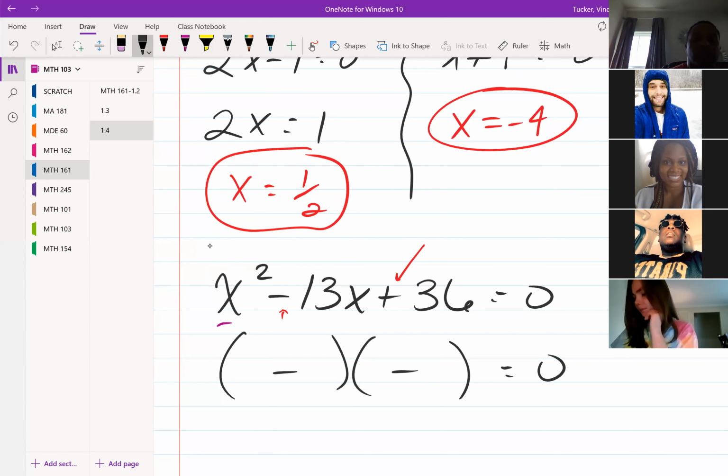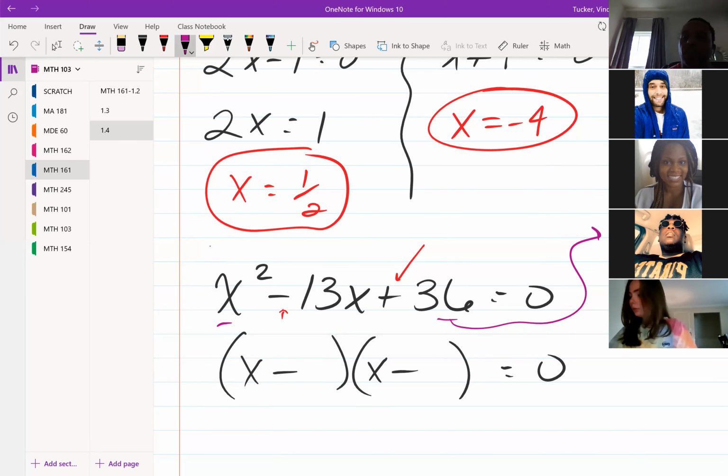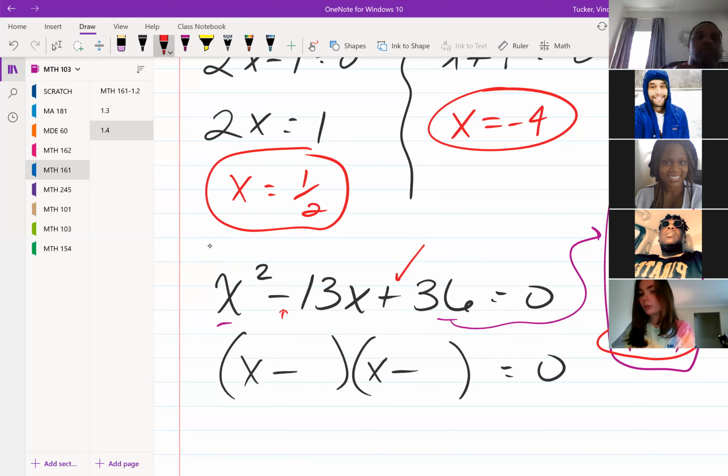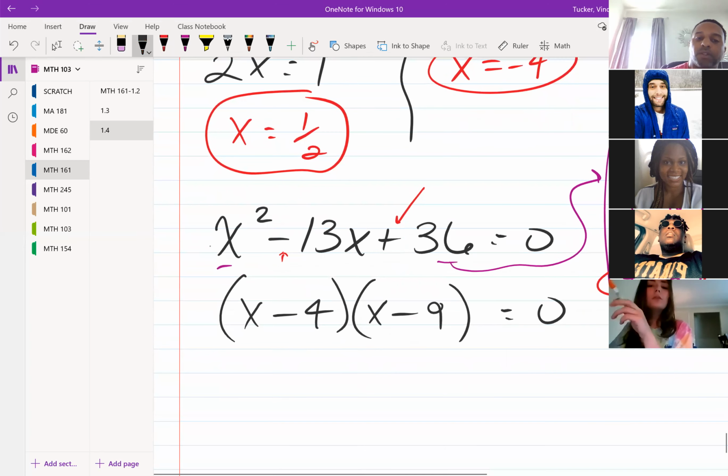Factors of x squared: x times x. Now for 36, I have plenty of options. I have 1 times 36, 2 times 18, 3 times 12, 4 times 9. And I want to get 13. I have the same sign, so they have to add together to give me 13. So I'll use the 9 and the 4. So using a negative 4 and a negative 9, I will get negative 13 in the middle.